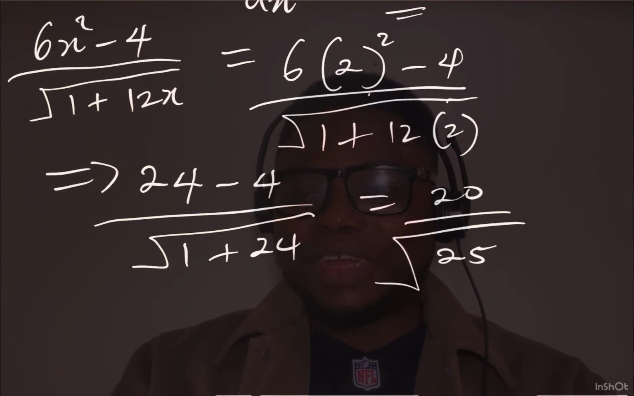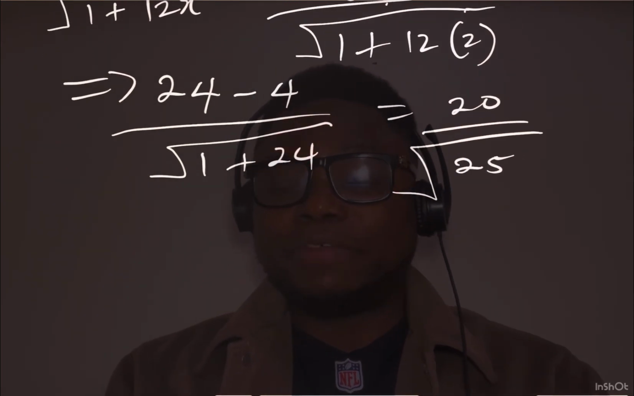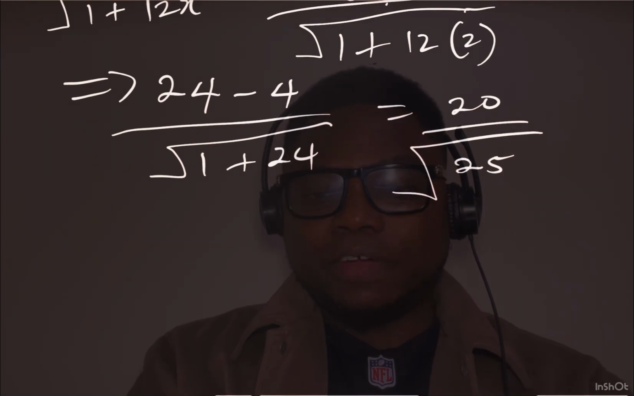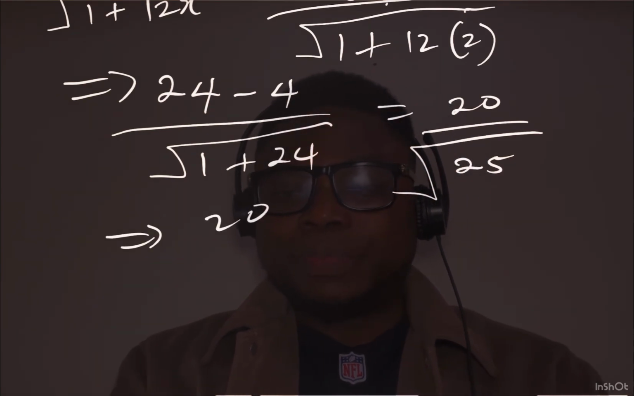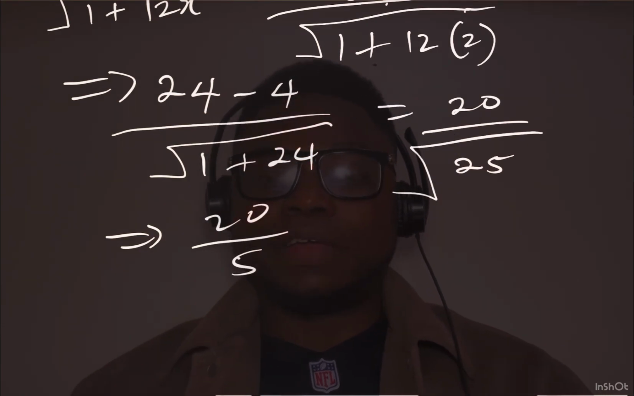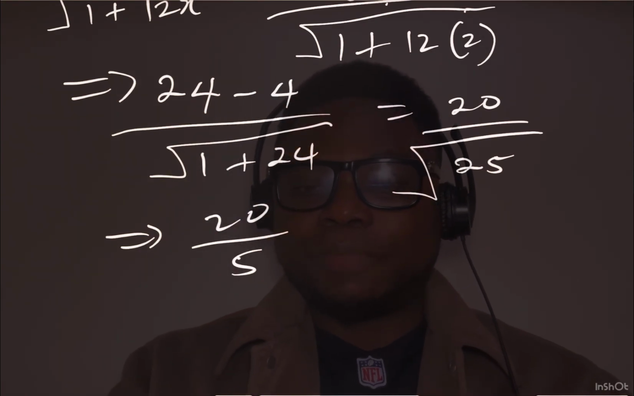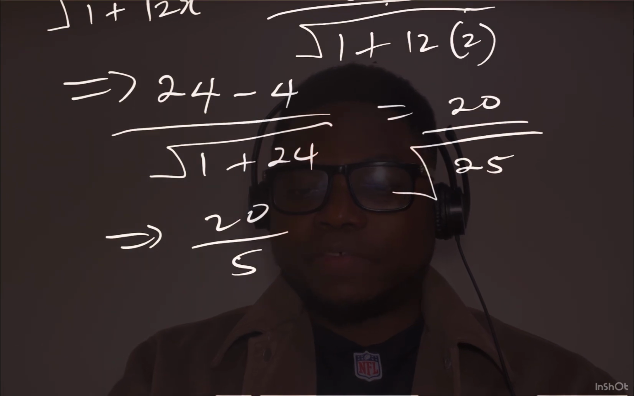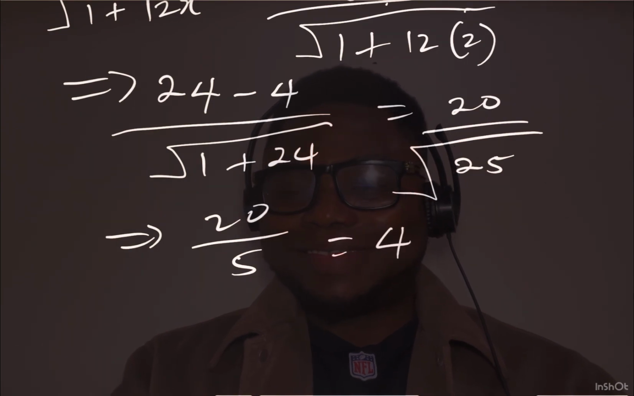So what do I need to do next? I'm going to find the square root of 25. And the square root of 25, we all know, is 5. I'm going to write 5 here, because you know that 5 times 5 is 25. So 20 divided by 5 gives me 4. So 4 is the answer.